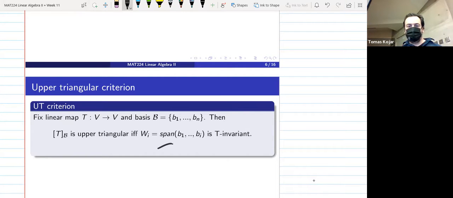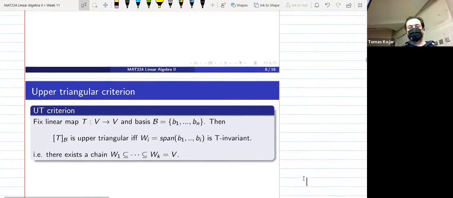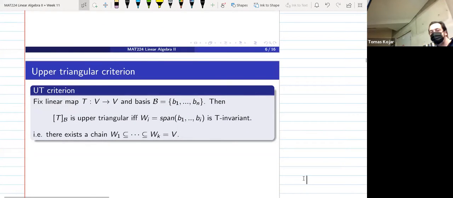Okay, so T W_i is inside W_i. I'm going to put that down. Because we're going to use this later, all you're trying to find is a chain, W1 to WK, where each of them is T invariant. If you do this, you get upper triangular. We're going to use this all the time for the next 3 weeks, just variations of this. You already saw it within your plotting map, so we'll come back to it next week. All this stuff will get recycled.